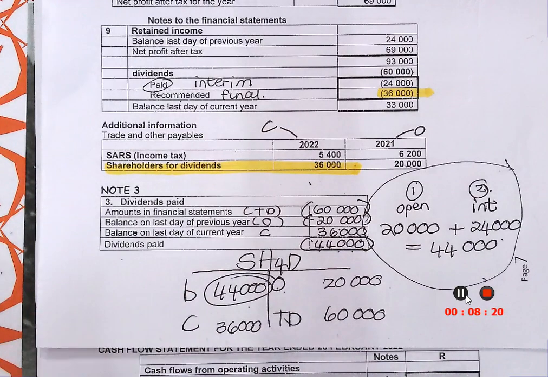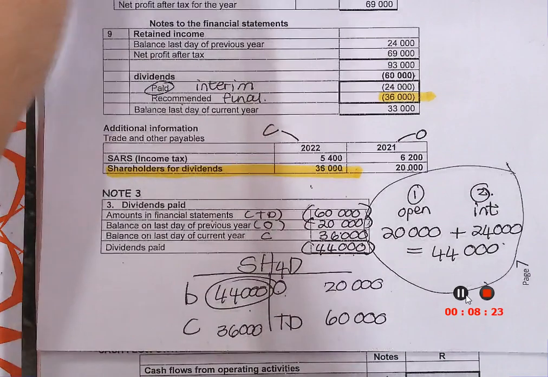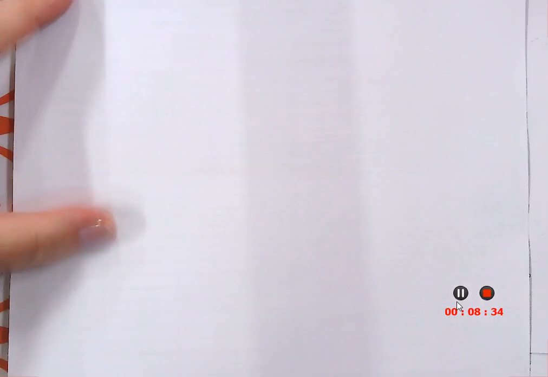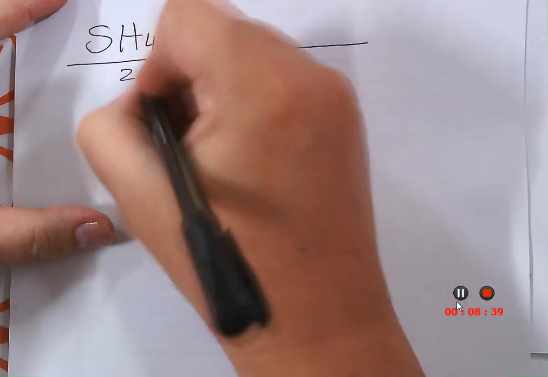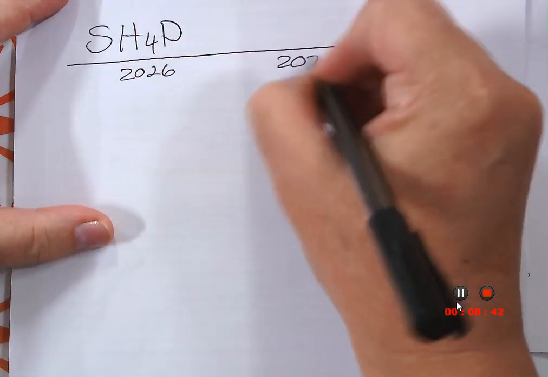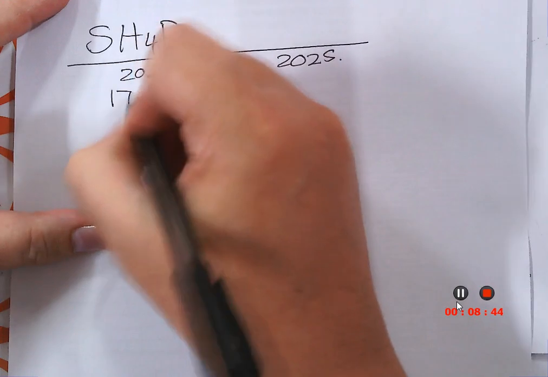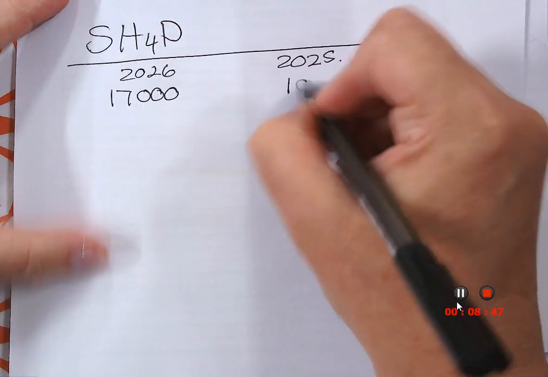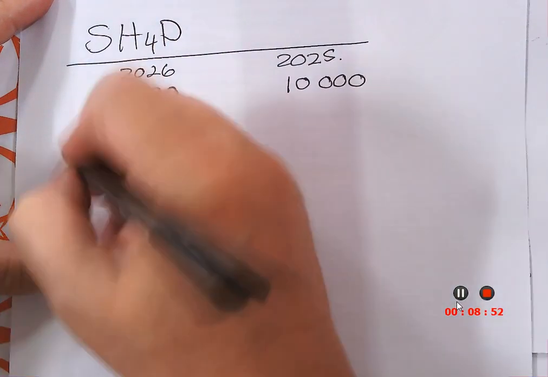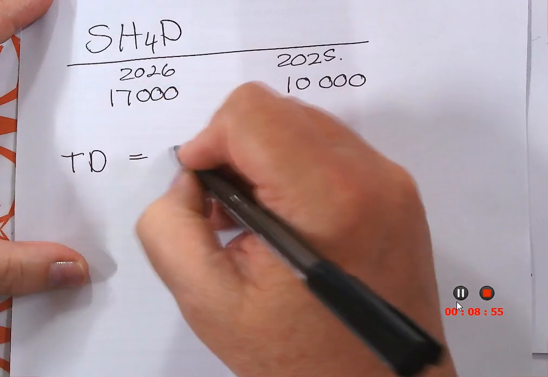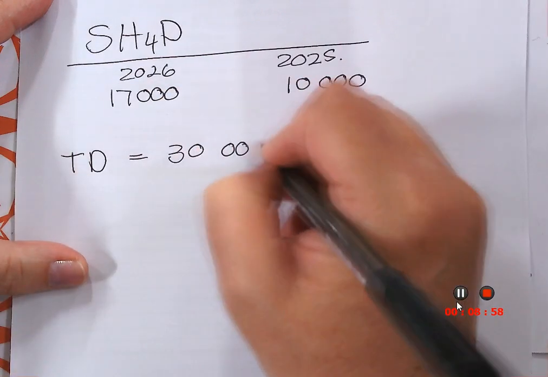So let's quickly practice. I know it feels like I'm doing something that we're not practicing. I give you shareholders for dividends. I say 2026, 2025. Here it's 17, here it's 10. And I say to you, the total dividends is 30. Calculate how much was paid.